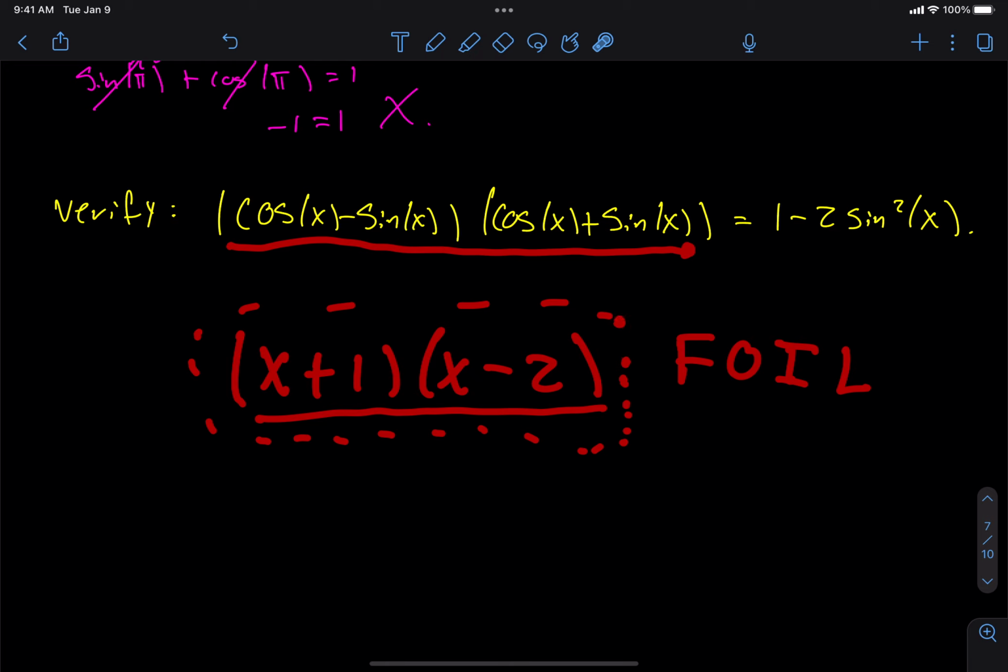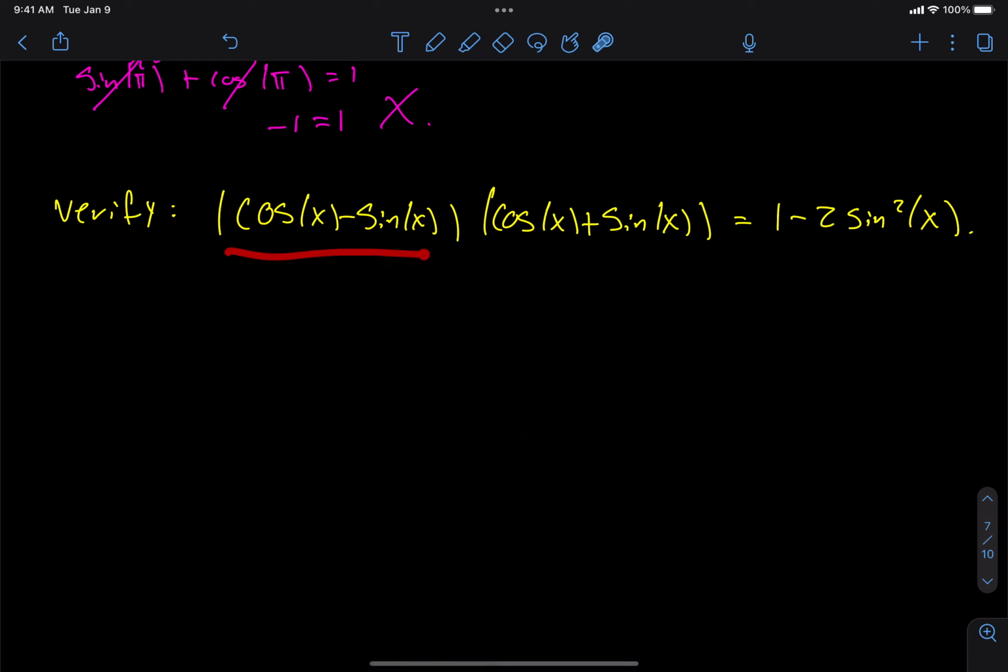But once you can identify that this is just the product of a sum and a difference, you can see immediately that, well, let's FOIL. First is cosine times cosine. That's cosine squared of x. Outside would be cosine times sine. So I get plus, I'm going to write sine x times cosine x because I can do multiplication in any order I want. And then inside would be negative sine x times cosine x.